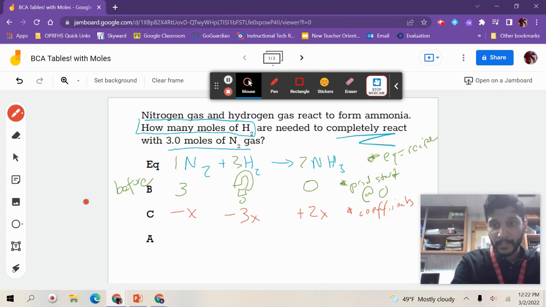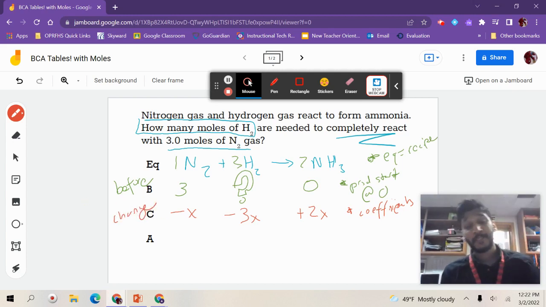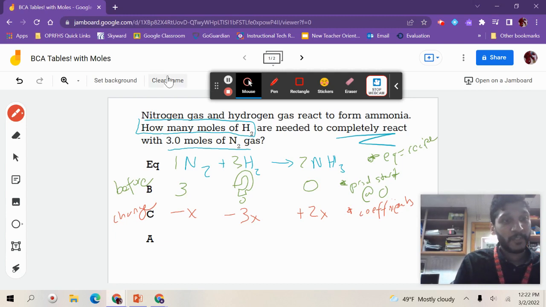That's an ICE. All right, and so here's our change. Last part is going to be our after. So let's change back to green. So green, we are putting our after.